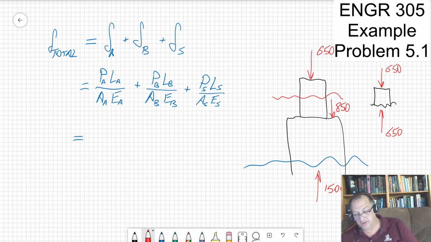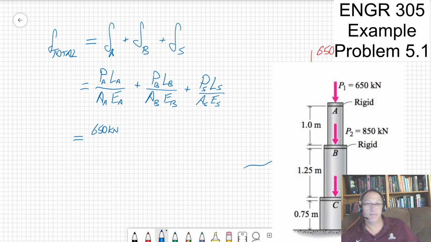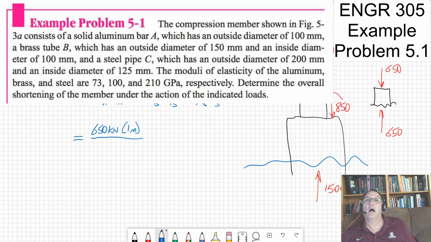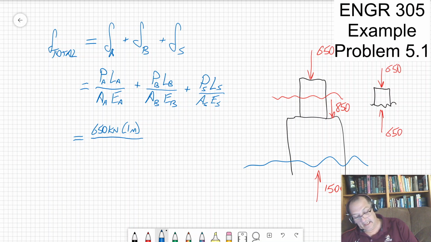But let's go back to my equation. The load in the aluminum is 650 kilonewtons times the length, 1 meter, divided by the area. Okay, I actually have to go to the problem statement. Outside diameter of 100 millimeters or 0.1 meters. So now my area is pi times that diameter, so 0.1 squared over 4.